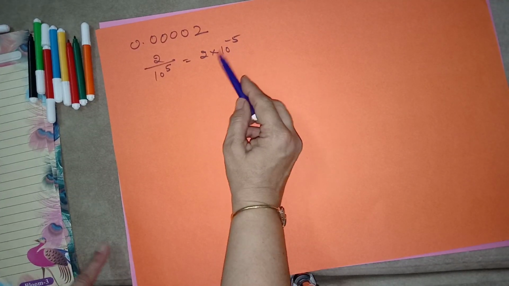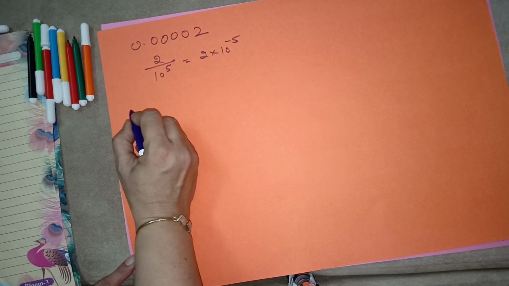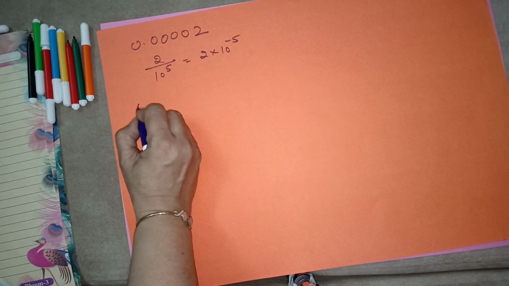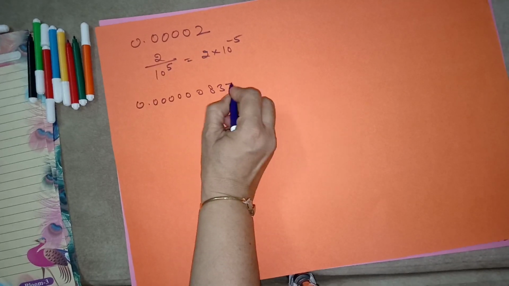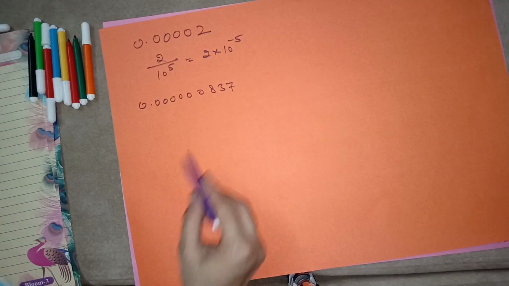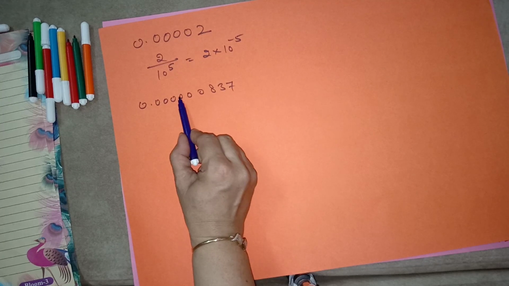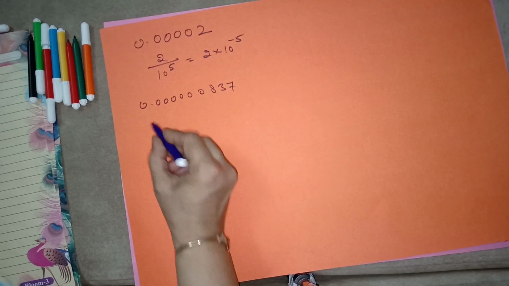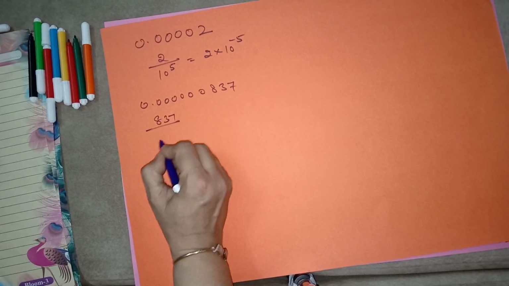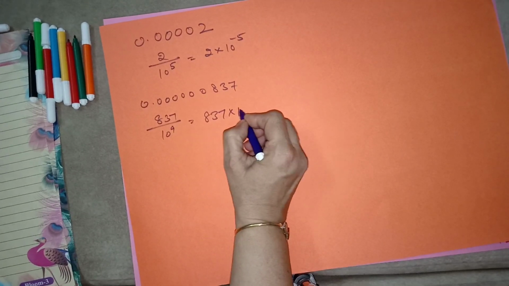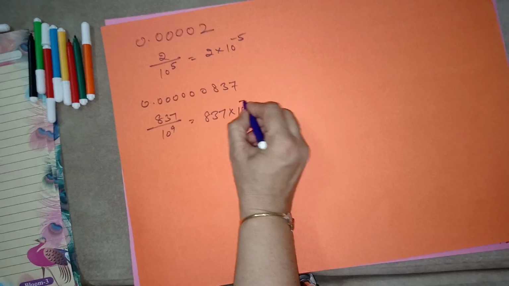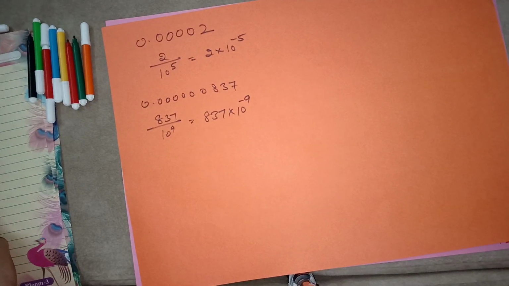I can take one more example like this. Any other example? 0.0837. Right? Now 1, 2, 3, 4, 5, 6, 7, 8, 9. 837 over 10 to the power 9. It can be written as 837 multiply 10 to the power minus 9.